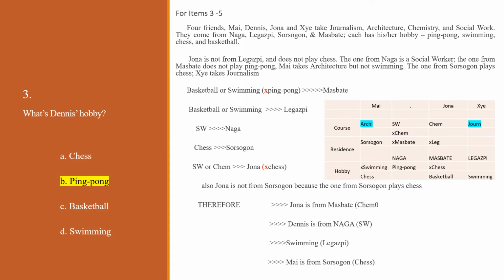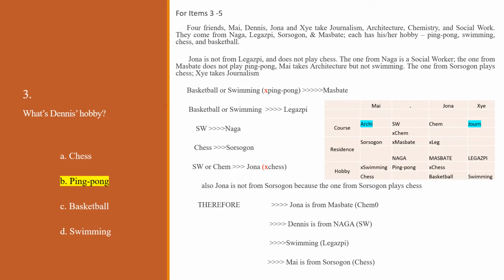So for this problem, we need to be able to fix those that are for sure associated with specific individuals. And going through the givens, we need to understand that Jonah is not from Legazpi, and we indicate that with an X on Legazpi. And the one from Naga will be a social worker, and the one from Masbate does not play ping pong.